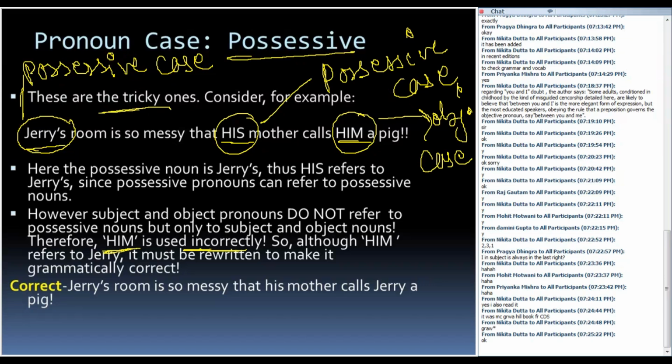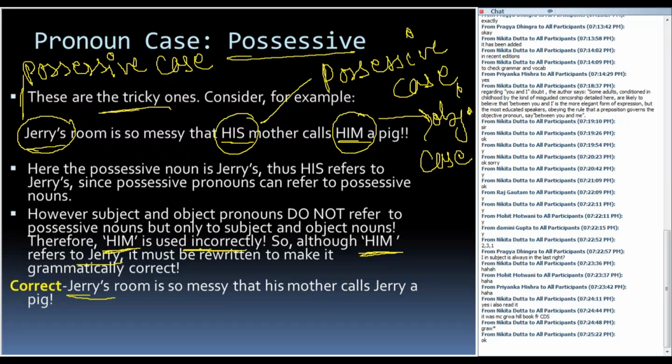Although it seems that the word him refers to Jerry, over here it is not Jerry that is mentioned, it is Jerry's with an apostrophe S. That is why you will have to change this pronoun. If you want to use an objective case pronoun, then the noun also should be in the objective case. That is not the case here. So I will have to change it. And the correct form is like this.